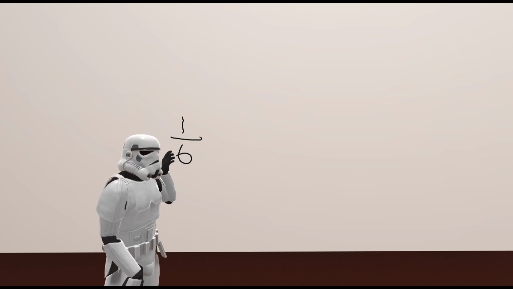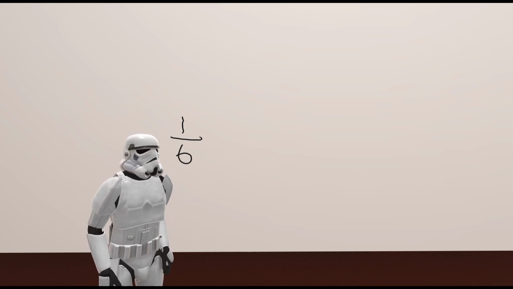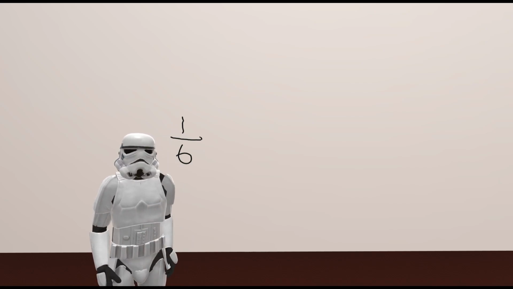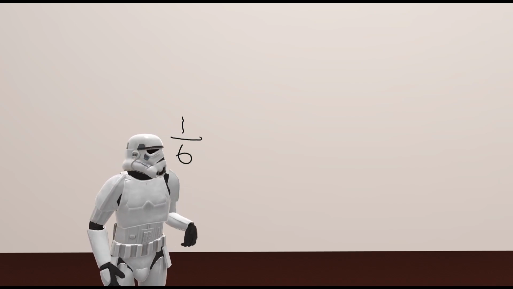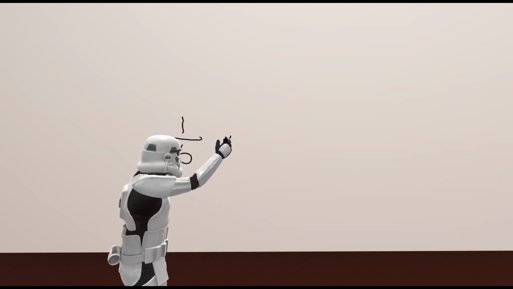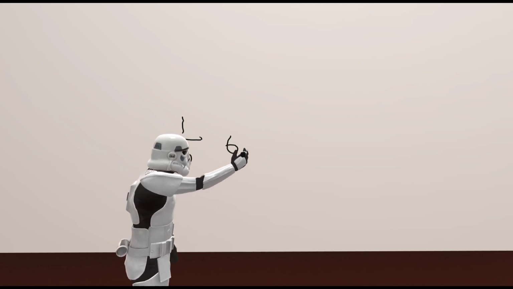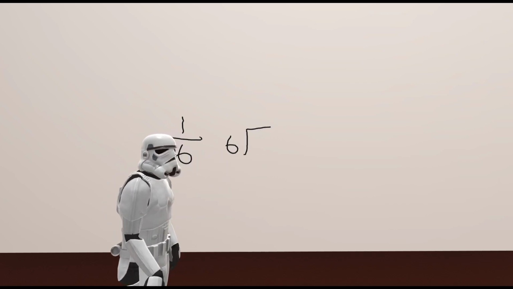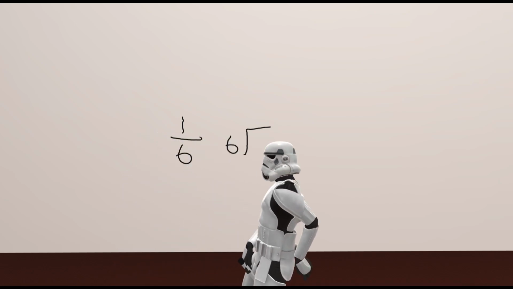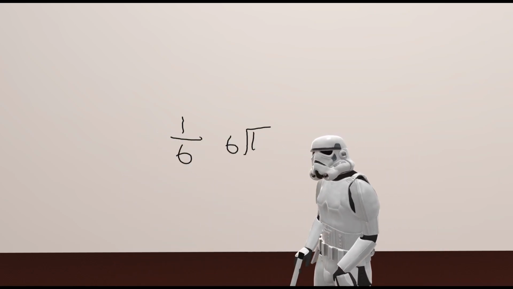This example is going to focus on just converting this fraction into a decimal number. So 1/6, we need to use long division. So we're going to write 6 out the front because that's the denominator. Then we're going to do the short division sign. And then we're going to write our 1 inside.